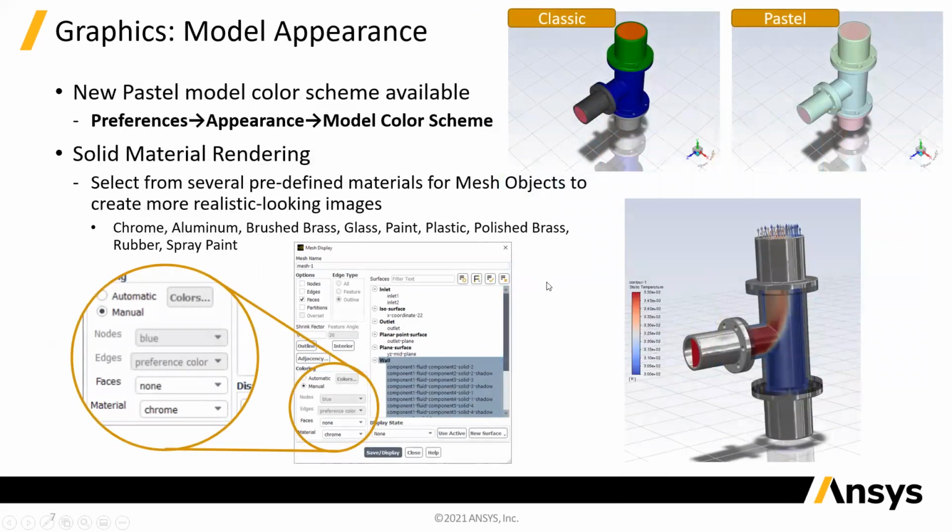There are more backgrounds here. You can change between a classic color set, which is what you're used to having, and one that's much lighter colors called pastel, and you can change that in your preferences. Also, the realistic rendering to be able to have metallic and glass finishes, etc., as you can see on the right-hand side here, which was in post, is now available in Fluent.